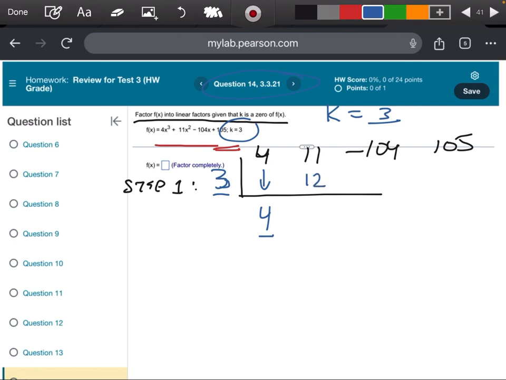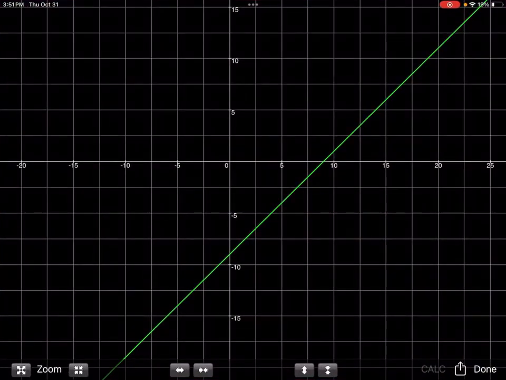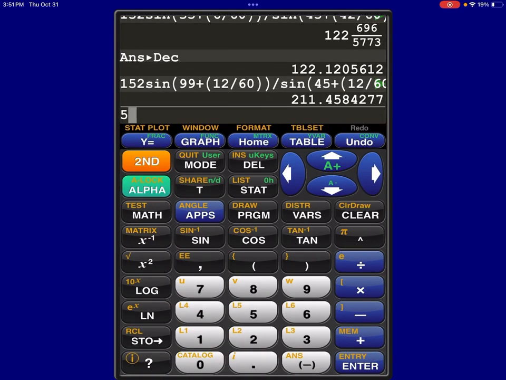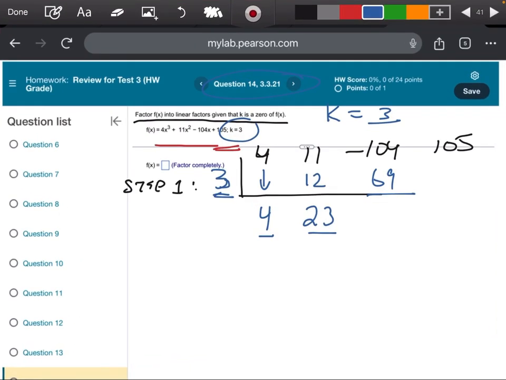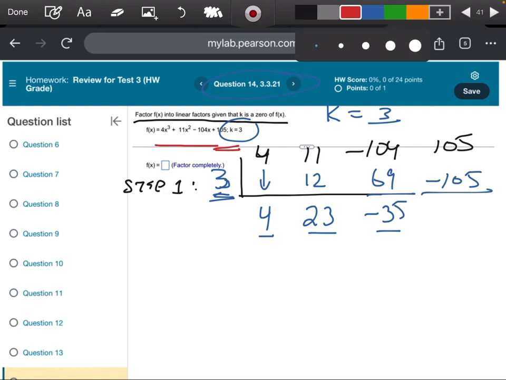We multiply 3 times 4, that's going to give me 12. We're going to add straight down. That's going to give me a 23. 3 times 23 should be something like 69. We're going to add those numbers together. Let me grab my calculator. Okay, let's clear. We had a negative 104 plus 69, negative 35. Okay, so I'll come back here, y'all. Negative 35, multiply again, 3 times negative 35, negative 105, excuse me. And if you remember, the last number is always going to be my remainder. In this case, it's 0.